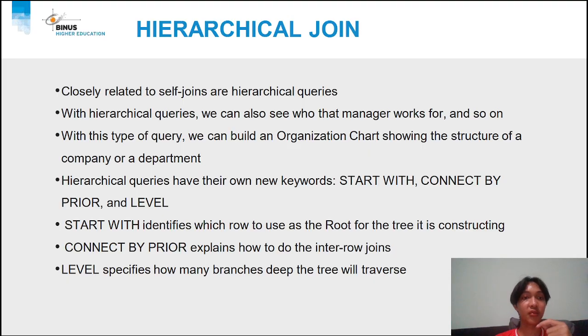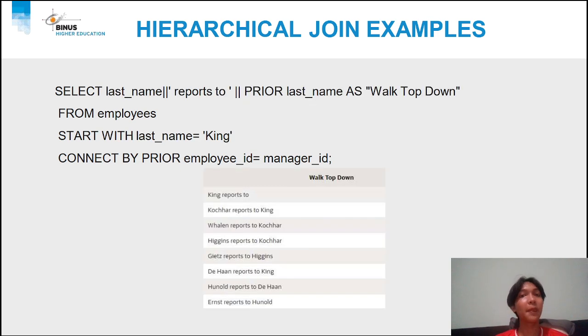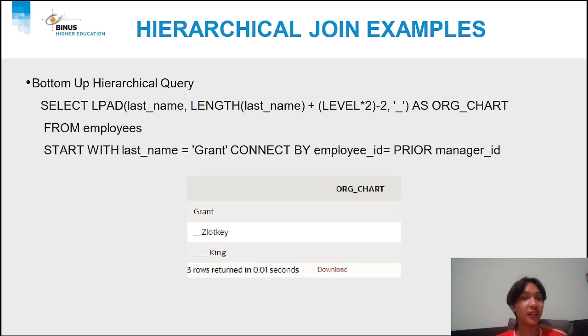Hierarchical join. Hierarchical join is closely related to self join, and it's also a type of query that can be done in an organization. START WITH identifies which row to use as the root, and CONNECT BY PRIOR and LEVEL specify how many branches deep the tree will traverse. And there's an example of hierarchical query in here.